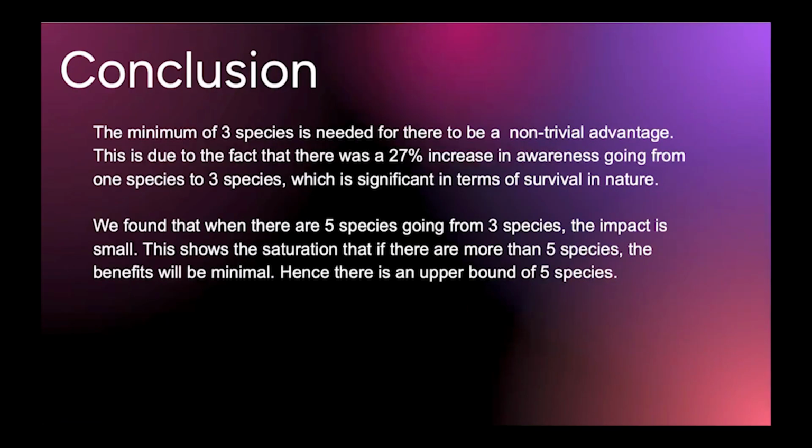With this, we can conclude that at least 3 different species are needed for there to be a non-trivial advantage in multiple species groups. And because for the third model the function for the buffalo becomes concave, we conclude that after a group of 5 species, less difference will be noticed.